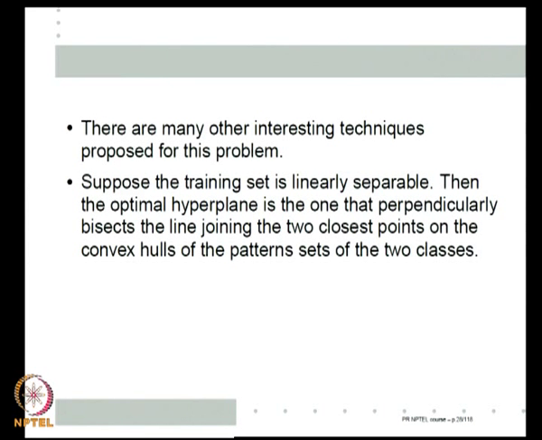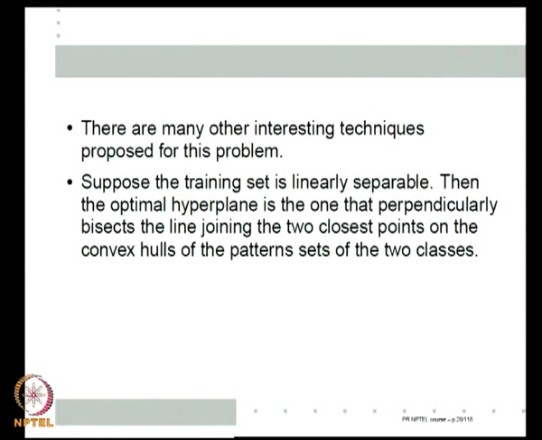The basic idea is the following. Suppose you have a 2 class problem with linearly separable patterns. When we did the VC dimension proof for hyperplanes, we actually saw that 2 sets of points are linearly separable if and only if their convex hulls are separable, right. So, basically if I have a 2 class problem which is linearly separable, then if I take the convex hull of class 1 and the convex hull of class 2, then those will be separable too.